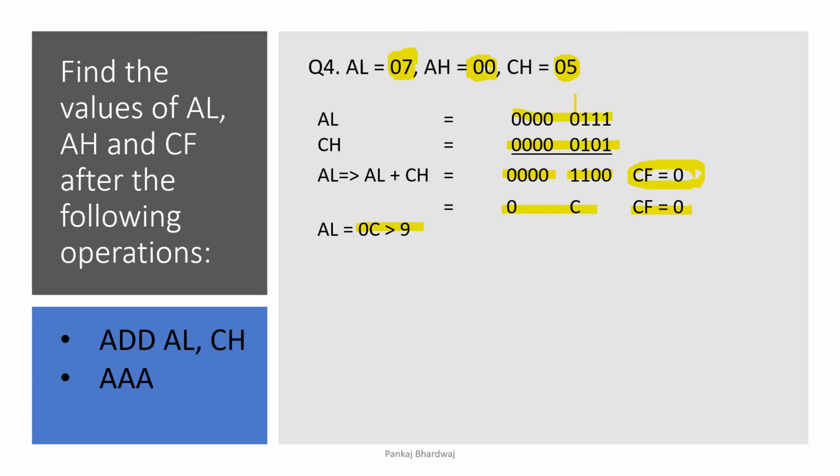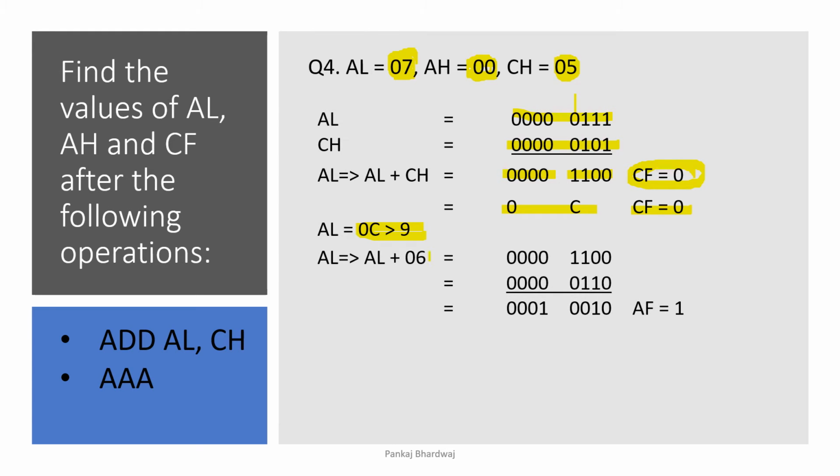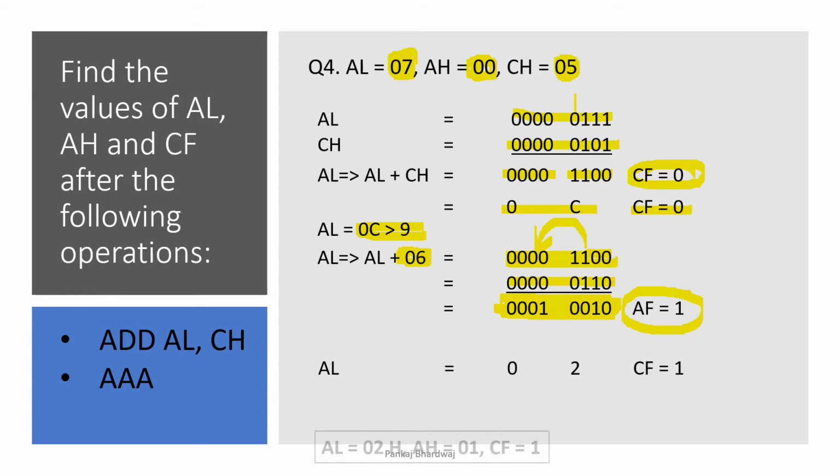Now this 0C is greater than 9, and as 0C is greater than 9, what we do is we add a 6 to the data. So 0C and 06 are added, and the result will be 0001 0010. And as an auxiliary carry comes from D3 to D4, we have the auxiliary carry set, that is AF equals 1. Now what does this AF equals 1 do?